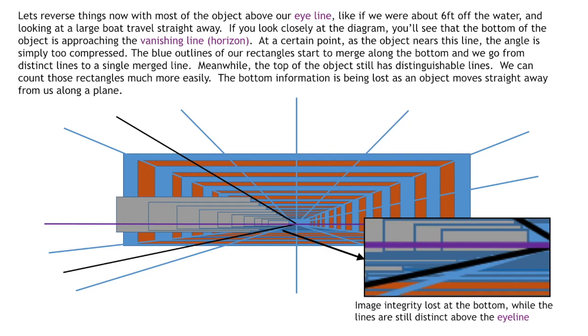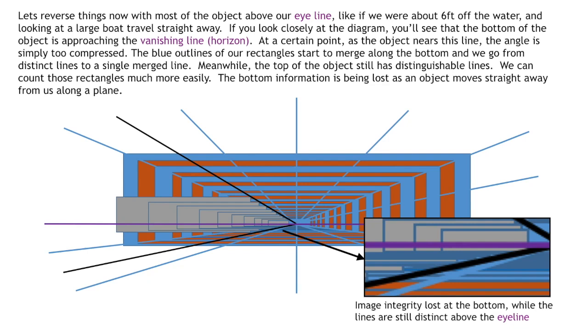You'll see down there at the bottom that the blue outlines of our rectangle start to merge along the bottom, and we go from distinct lines to a single kind of blurred merged line. Meanwhile, the top of the object still has distinguishable lines. We can count these rectangles much more easily. The bottom information is being lost as an object moves straight away from us along a plane.